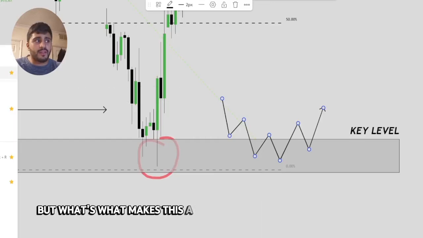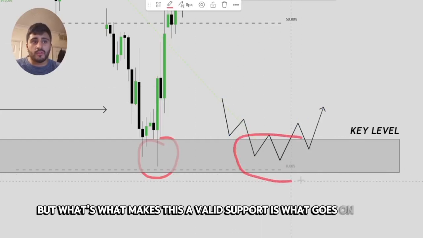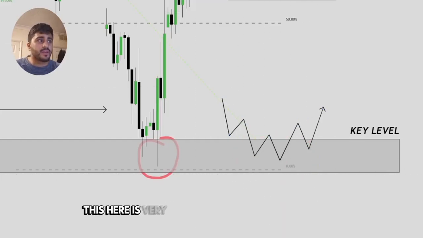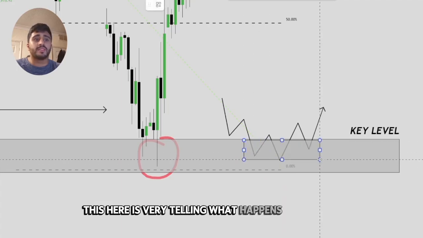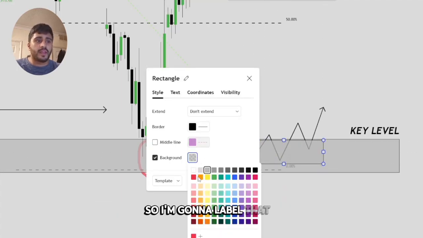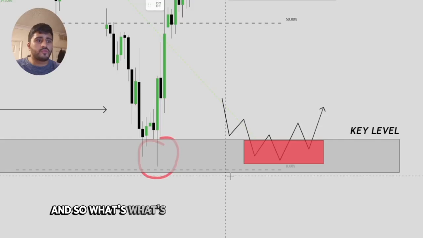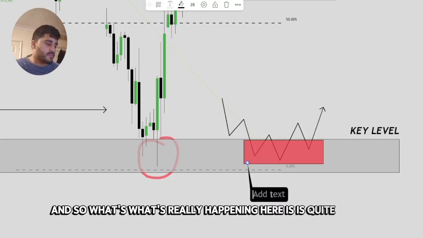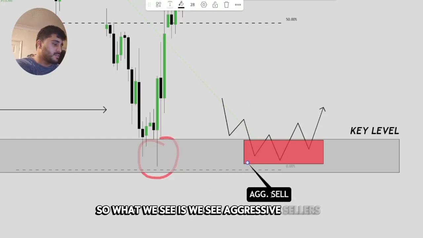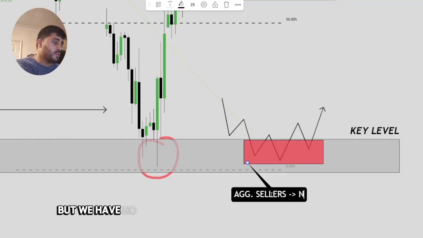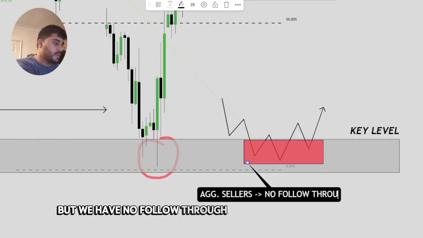But what makes this a valid support is what goes on here, right? This here is very telling. What happens in the key level. So I'm going to label that in red. And so what's really happening here is quite interesting. We see aggressive sellers, right? But we have no follow through. And so what do I mean by that?